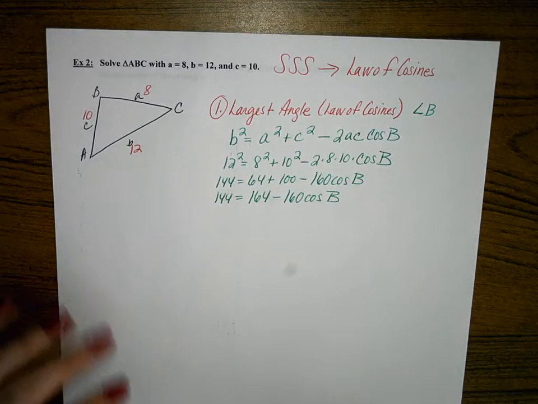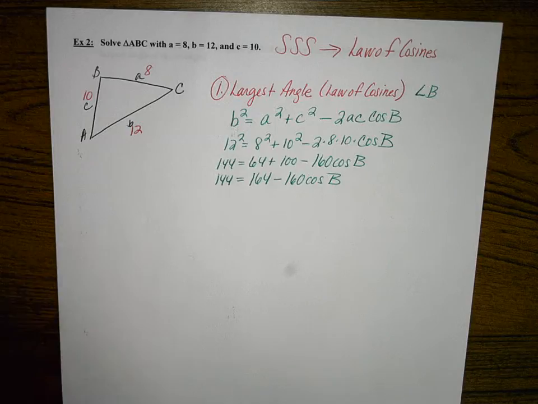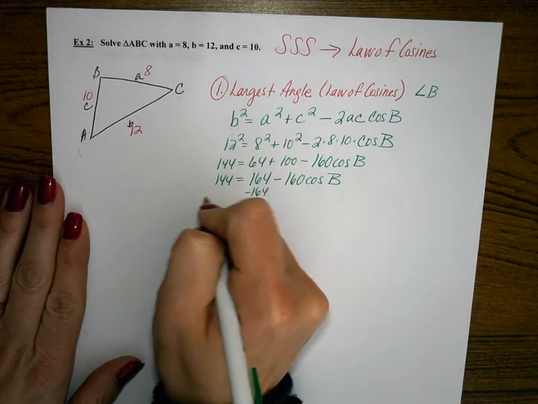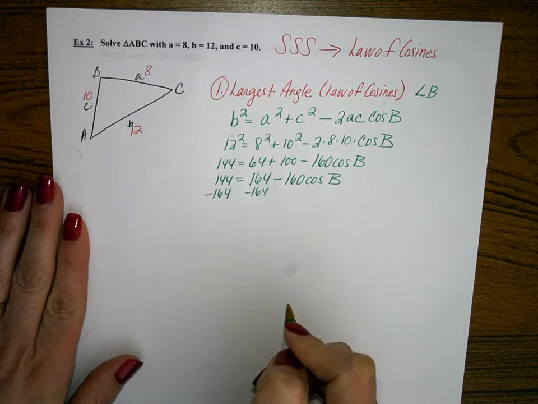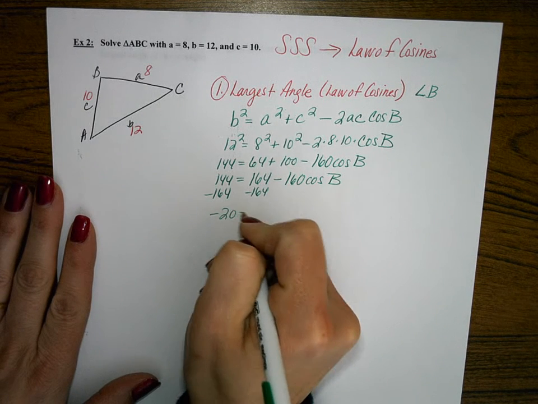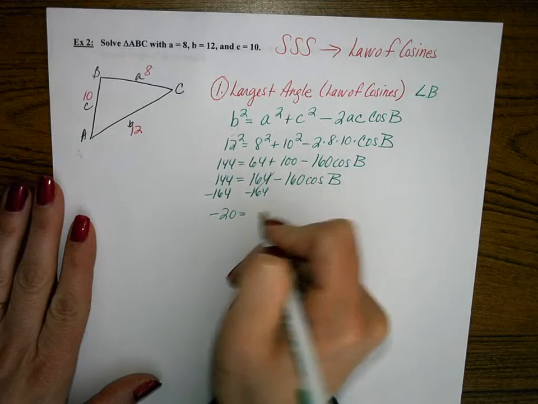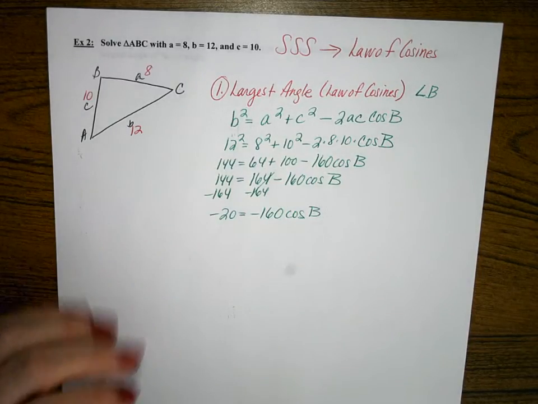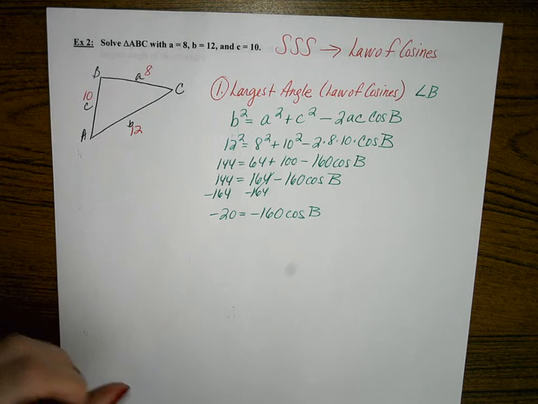All right, Katie, you got any thoughts on what we're going to do to start getting angle B by itself? I like that plan very much. We're going to subtract 164 from both sides. So 144 take away 164 is going to be negative 20 is equal to, those cancel, negative 160 cosine of angle B. All right, Alex V, what are we thinking now?